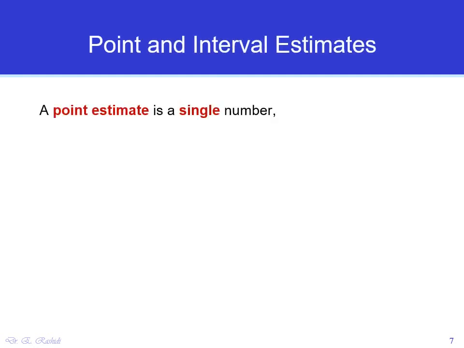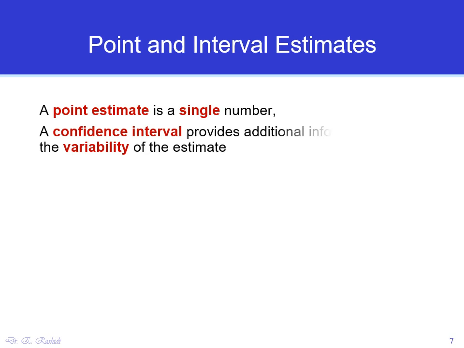A point estimate is a single number. For example, we want to estimate the average. We would say we want to estimate mu, the average of the population. We use x bar, the average of sample, and it would be just a number, for example, 2.5. So it's just a single number. But interval, on the other hand, is a range. A confidence interval provides additional information about the variability of the estimate.